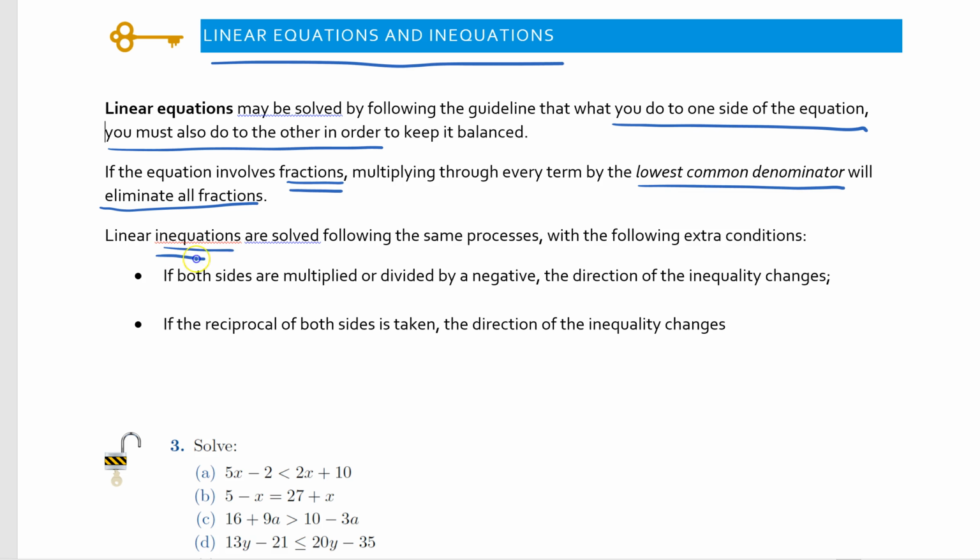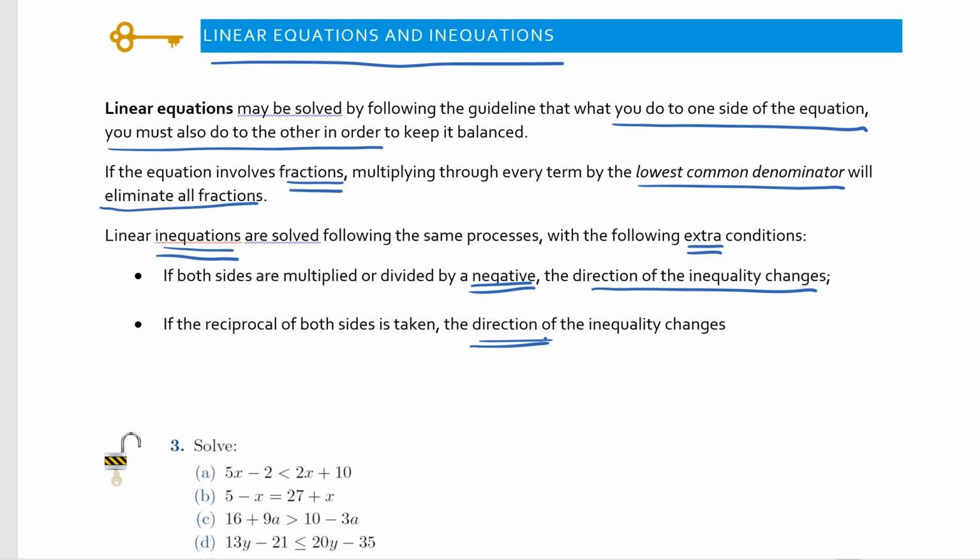Linear inequations use exactly the same processes, but we've got a few extra conditions that we need to be concerned about. The first is that if both sides are multiplied or divided by a negative, or alternatively, if you take a negative across the inequality under the process of multiplication or division, the direction of the inequality changes. Now the reason for this we'll come back to. It's a fairly straightforward rule. And the second one is if the reciprocal of both sides is taken, the direction of the inequality changes.